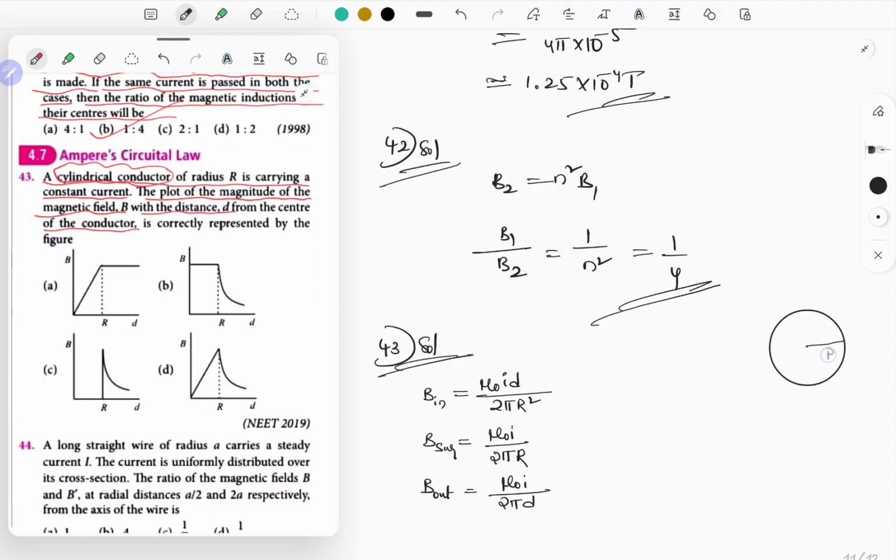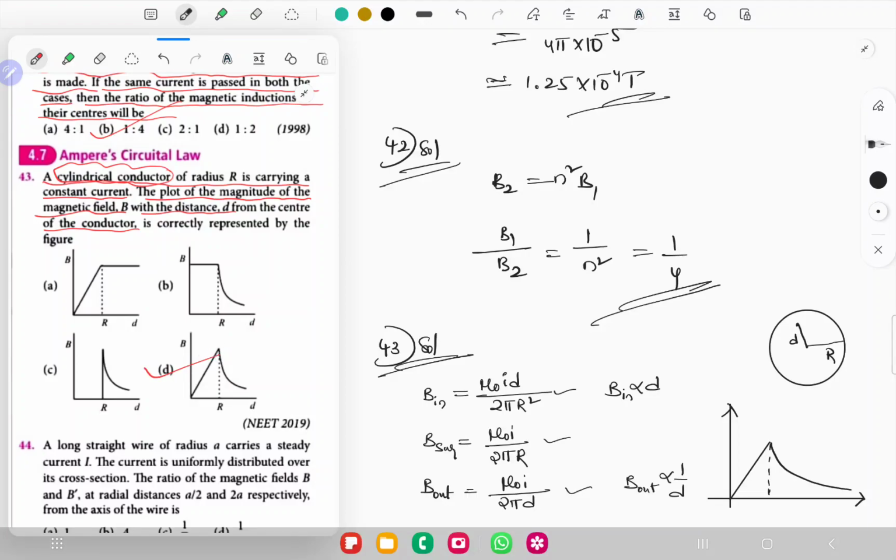So radius is capital R. If inside at a distance small d, the magnetic field is this one, and inside the magnetic field is directly proportional to d, and on the surface it is constant. Outside it is inversely proportional to d. So if you observe the graph here, as it is directly proportional inside, you are going to get a straight line, then it reaches a maximum, then after that it reduces. This is the graph. Which option matches? Option D is the correct answer.